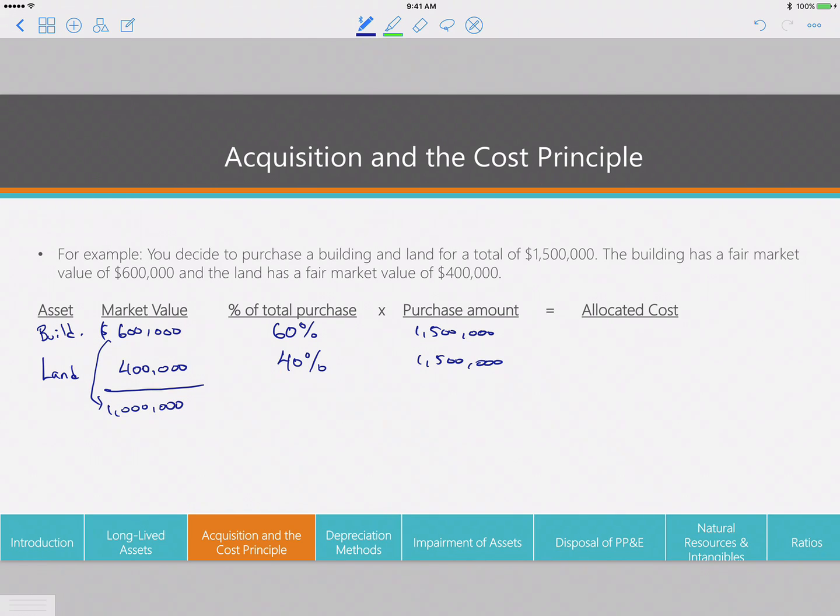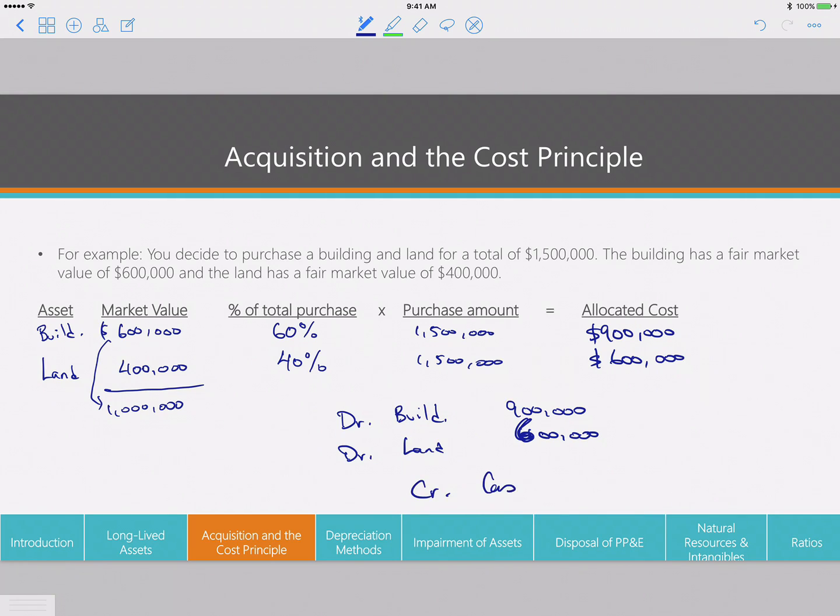So for example, 60% of 1.5 million is 900,000. That's how much we would allocate to the building. 40% times 1.5 million is 600,000, and that's how much we would allocate for the land. So the journal entries for this purchase would be debit building for 900,000, debit the land for 600,000, and we would credit cash for $1.5 million.